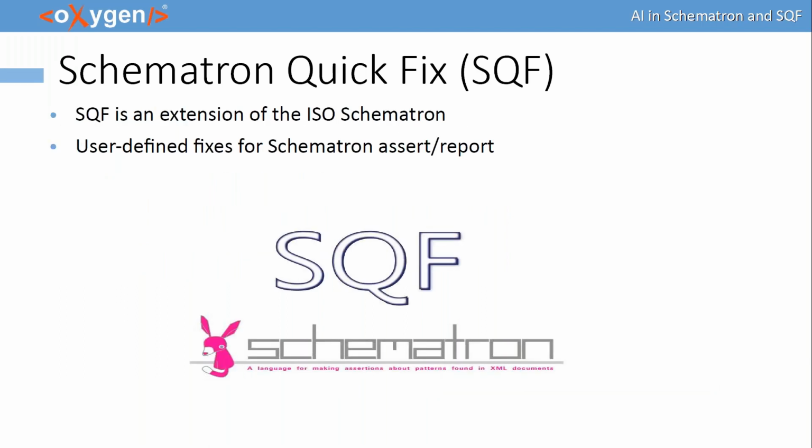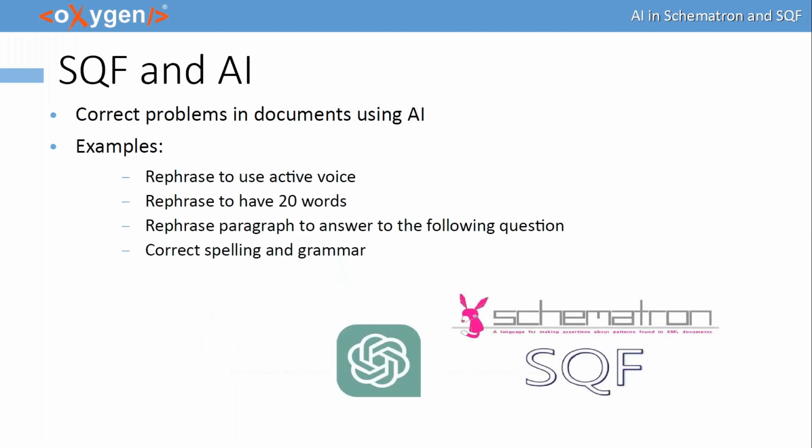Then you also have Schematron Quick Fix, which is an extension of ISO Schematron, where you can define fixes for the assert and report errors. You can also correct the problems that are specified by the Schematron. So for example, you can use SQF and AI to correct the problems in your document. You can say: rephrase the current text to use active voice, or rephrase the content to have 20 words, or rephrase the paragraph to answer my question, or correct the spelling and grammar, or translate the content, and so on.